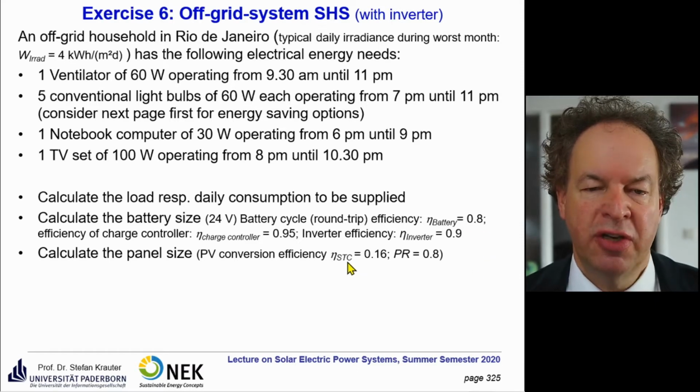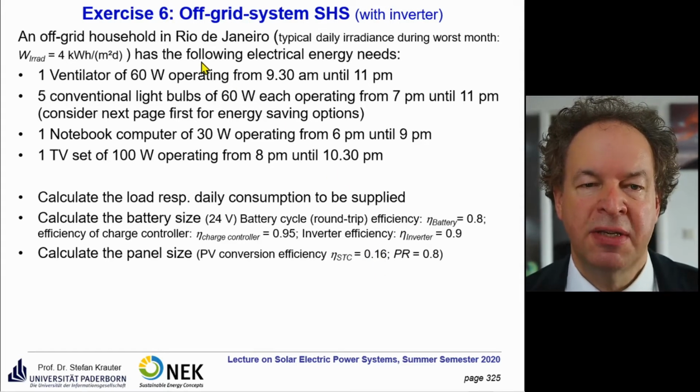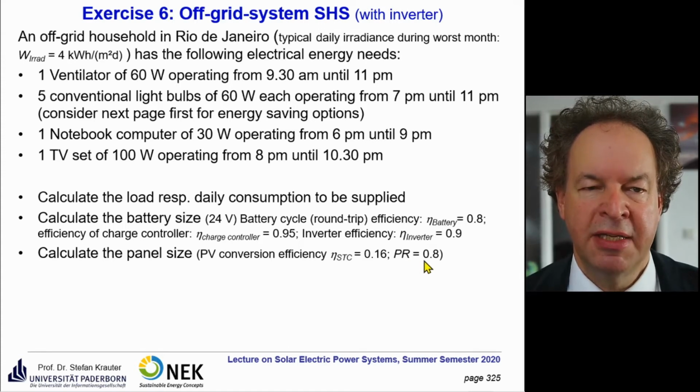We have a conversion efficiency under standard test conditions, at quite a low temperature of 25 degrees, while we are in the tropics. Temperatures at the module are quite elevated. Therefore, we have a relatively low performance ratio of only 0.8.